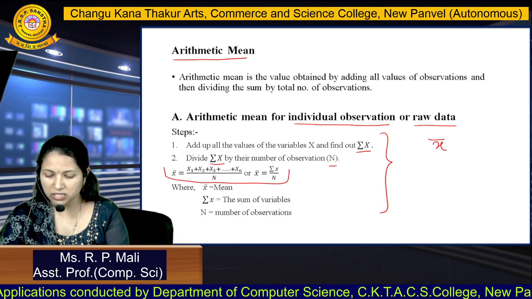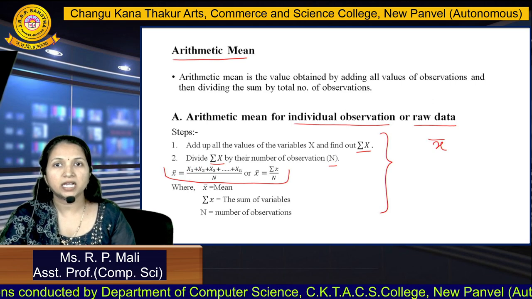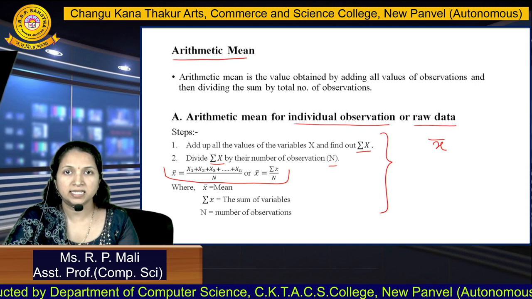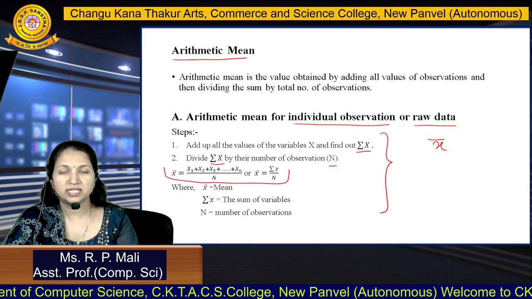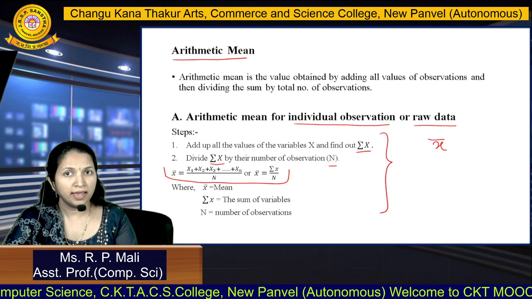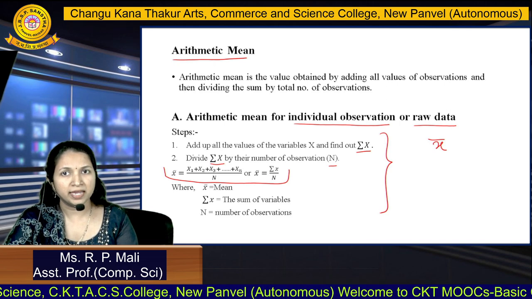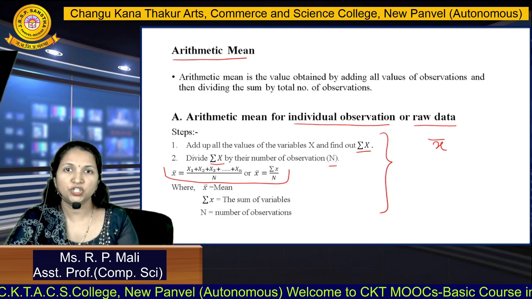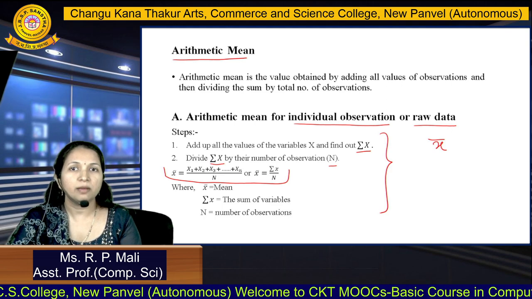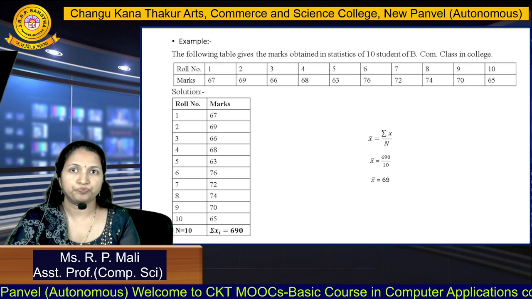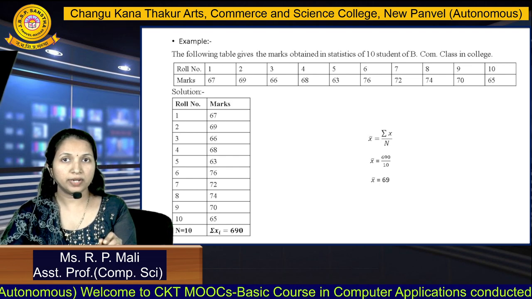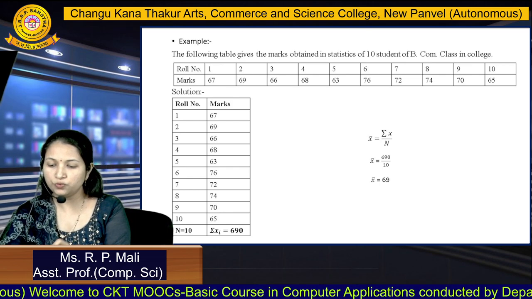So the following is your formula to find your arithmetic mean. x bar is equal to x1 plus x2 plus x3 till xn divided by n, or x bar is equal to summation of x divided by n, where x bar is what? Mean. Summation of x is what? The sum of variables, and n is what? The number of observations. After that, we are going to take one example. Okay, so this is your example.